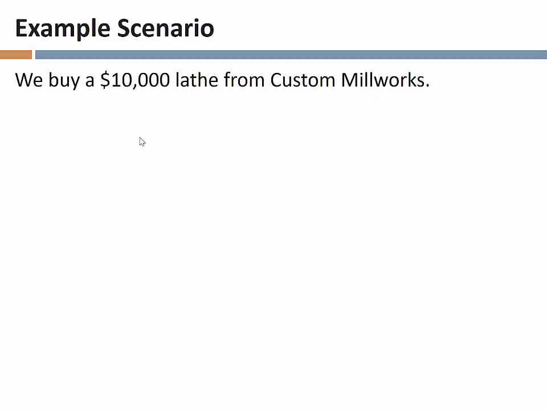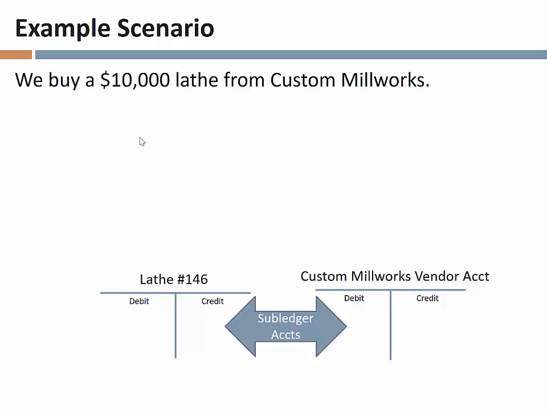We are a company that engages in woodworking. So we go out and we buy a $10,000 lathe from a company called Custom Millworks. And this is the first transaction we have seen where both halves of the transaction are actually going to originate in subledger accounts. Because $10,000 we'll assume is pretty good money to spend for an asset. And so we would definitely value this as an asset in our financial record keeping. And so this particular lathe is going to get its own asset account.